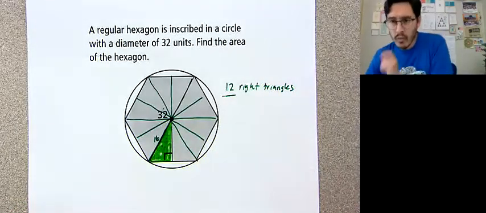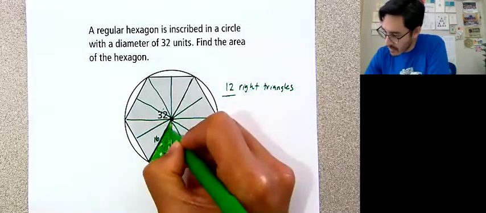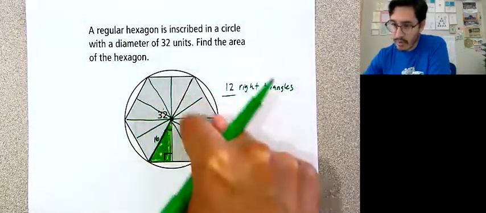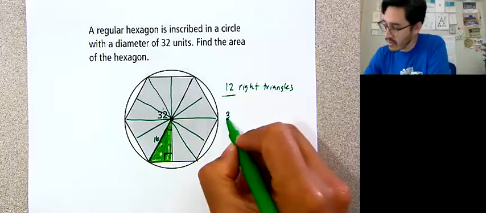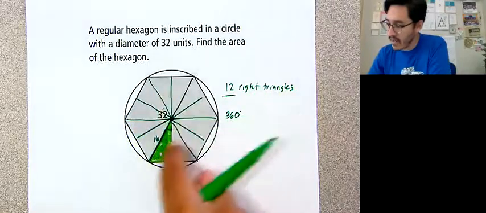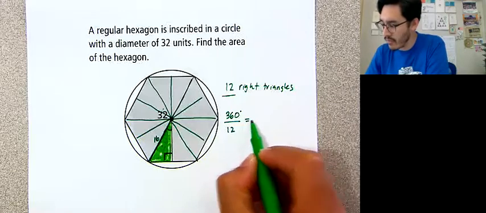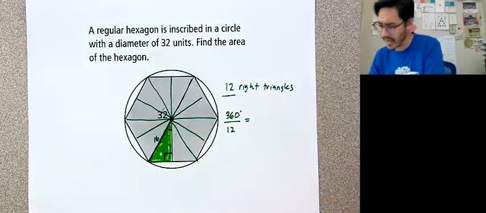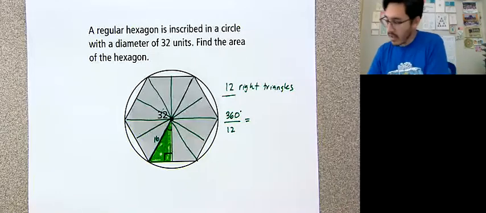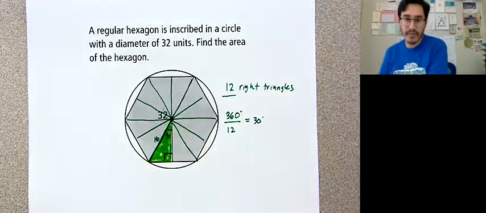Now there's one other thing I can figure out about this triangle, which is I want to know its central angle. Now remember, if we add up all the angles here, that would be 360 degrees for the full circle. And because we've divided that into 12 equally sized right triangles, let's divide 360 by 12. And what is that going to be? 30? Just double check. Yeah, so 30 degrees. So we know that that acute angle there is 30 degrees.